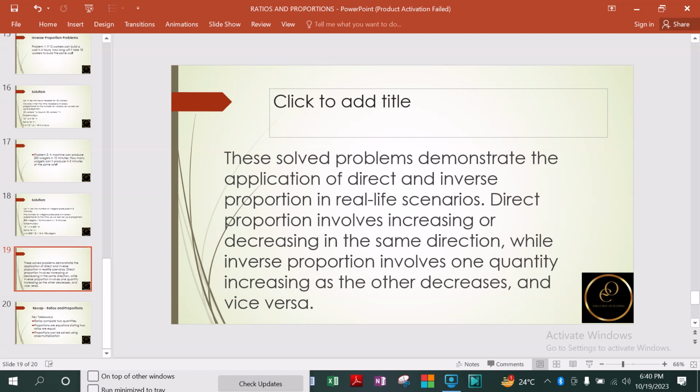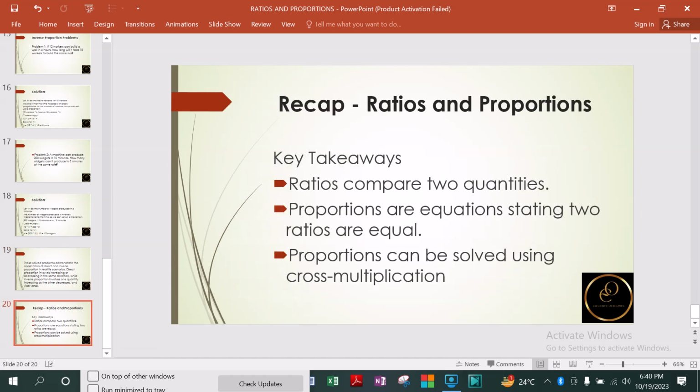So what can we learn from that? We can learn a number of things. Take home is that ratios compare two quantities. That's what you have seen. Proportions are equations stating two ratios are equal. Thirdly, I want you to remember that proportion can be solved using cross multiplication. So that is what we are supposed to know under ratios and proportion.